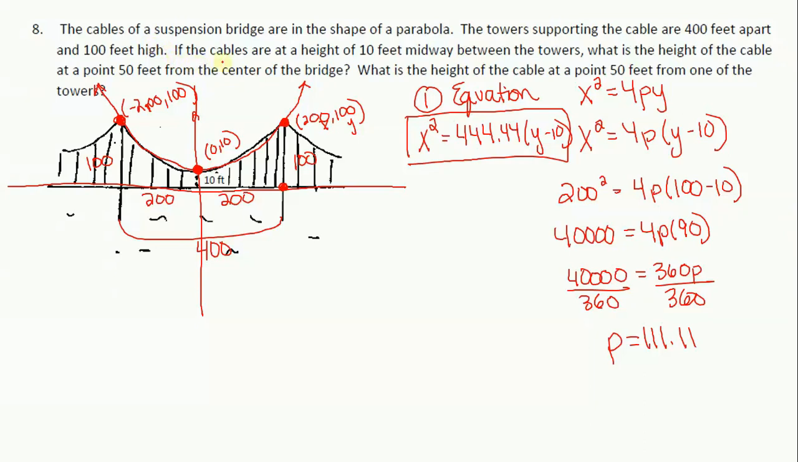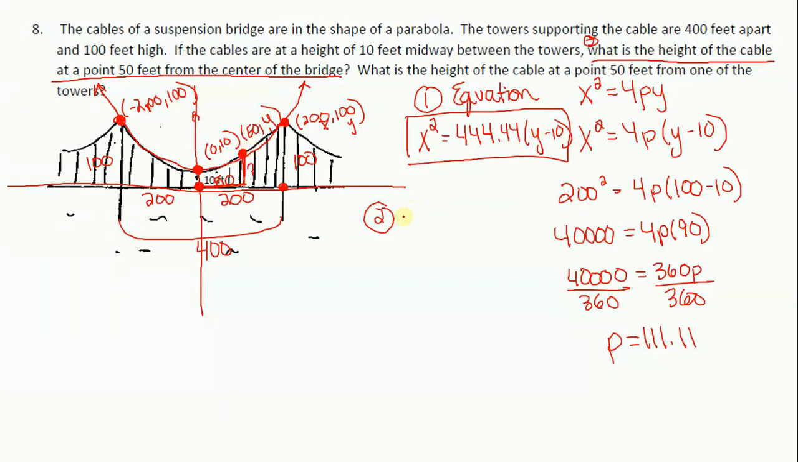Because, notice, they asked, what is the height of the cable at a point 50 feet from the center of the bridge? But I needed the equation to find that. So if I'm 50 feet from the center of the bridge, aka right here, and I go out 50 feet, they want to know how tall. AKA, they want to know what's the y value of the point 50 comma y. So all I need to do is plug that 50 in for the x value, because they want to know what's the y that relates to the 50.